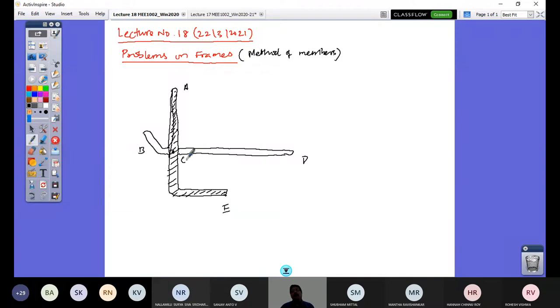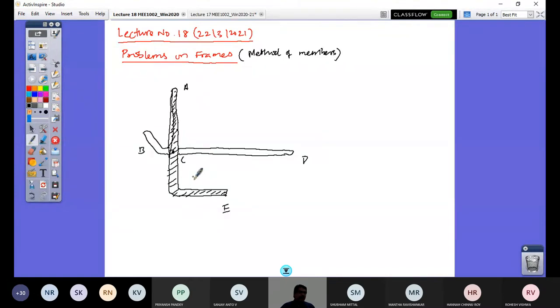So what would happen to this? Is this going to stay the same configuration if I apply some force on these members? No, sir. They'll rotate in comparison to each other. Yeah, if I fix ACE, then BCD will rotate about point C. If I fix BCD, then ACE will rotate about point C. So they will have some relative motion, right?